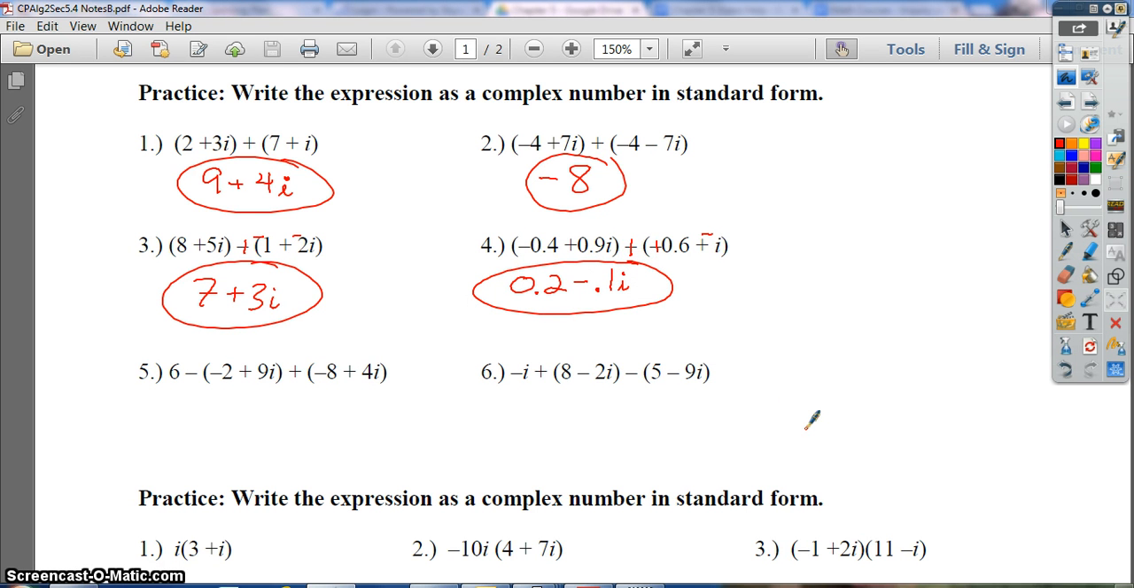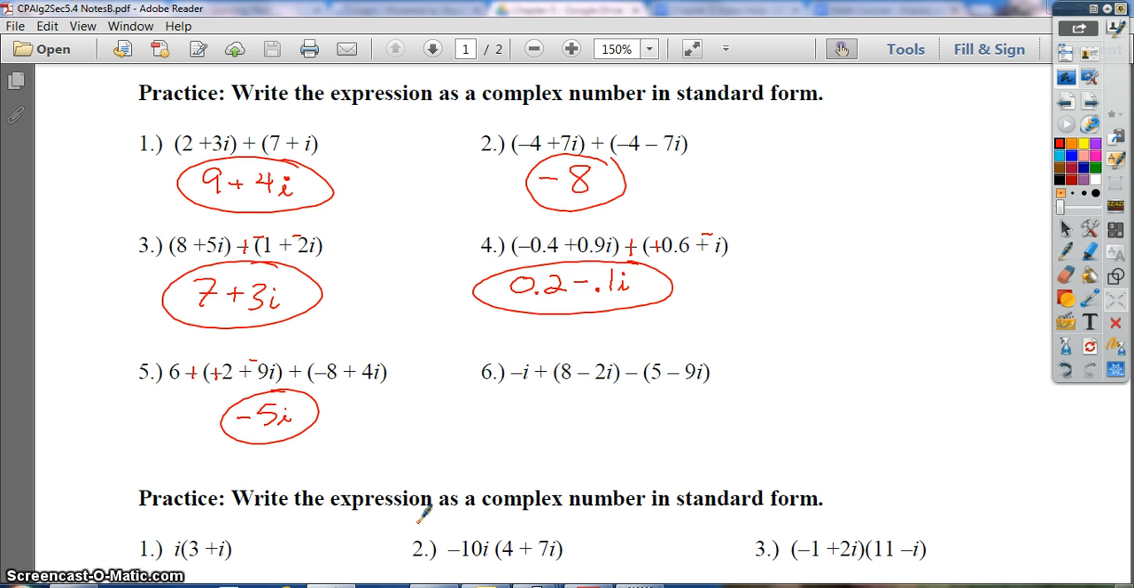Okay, and that's that. All right, going down to 5. I'm going to distribute this negative in, so this becomes plus minus. This one's plus, that stays the same. So I have 6 plus 2, which is 8, and 8 minus 8 is 0. So I have no numbers. I have negative 9i plus 4i, which is negative 5i. There's number 5.